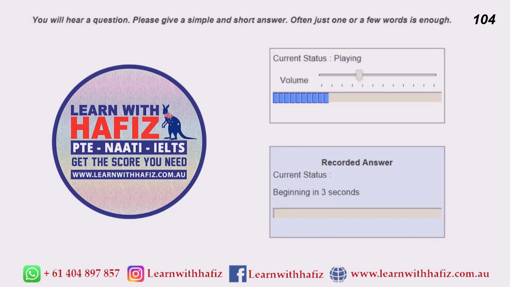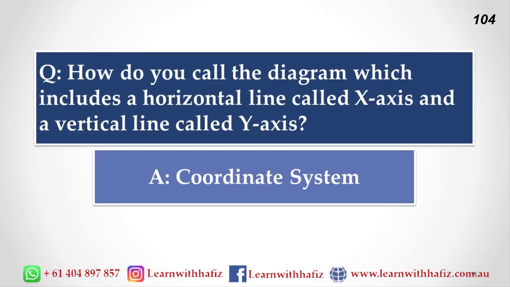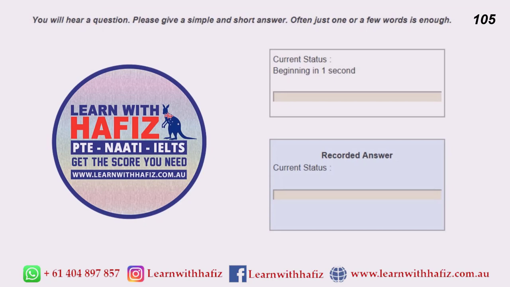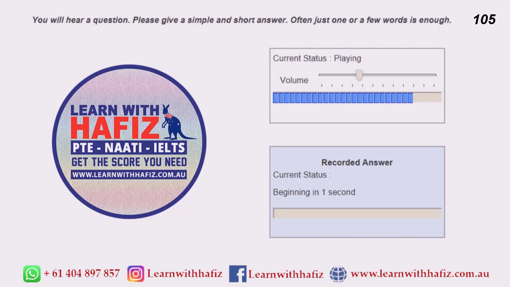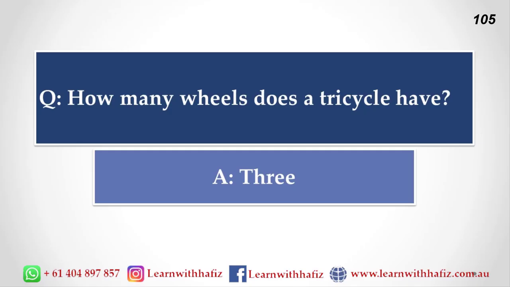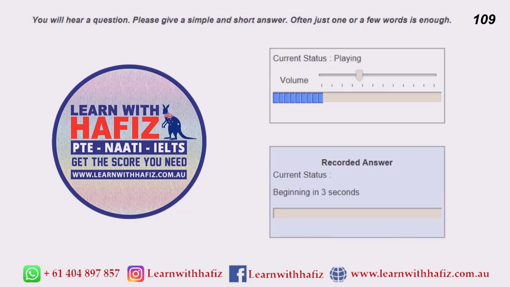How do you call the diagram which includes a horizontal line called x-axis and a vertical line called y-axis? Correct answer is. How many wheels does a tricycle have? Correct answer is. What is the force happened between the relative motion when objects are rubbed against each other?